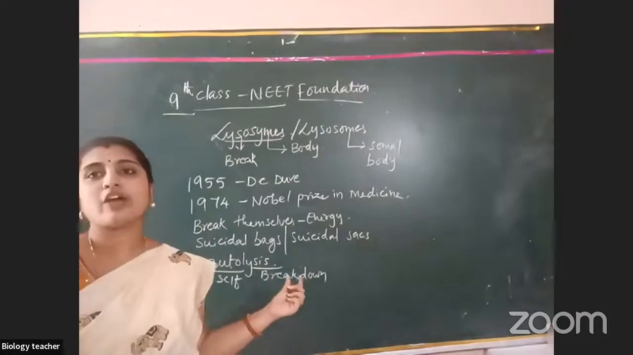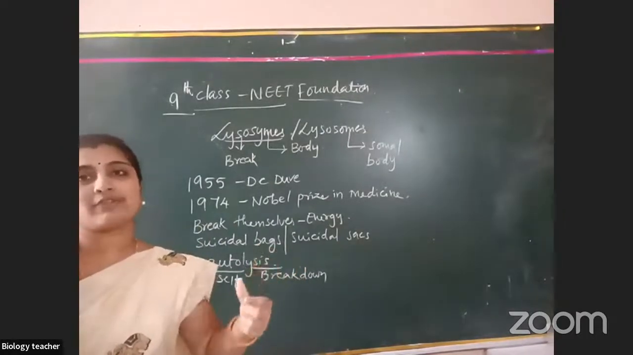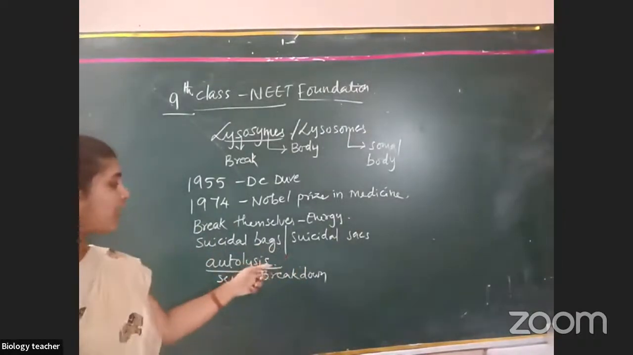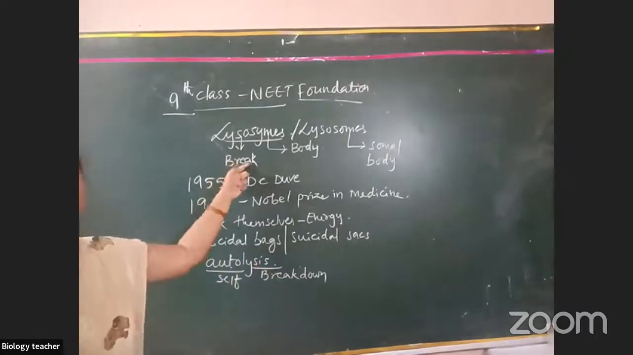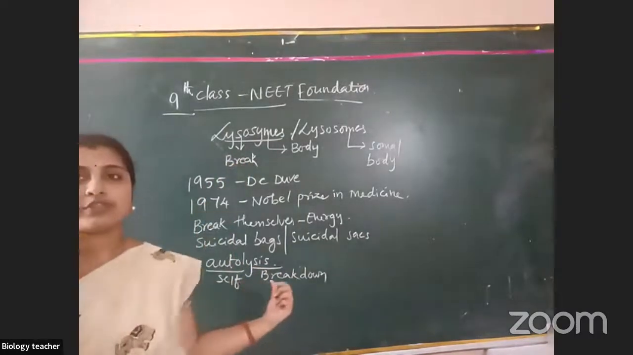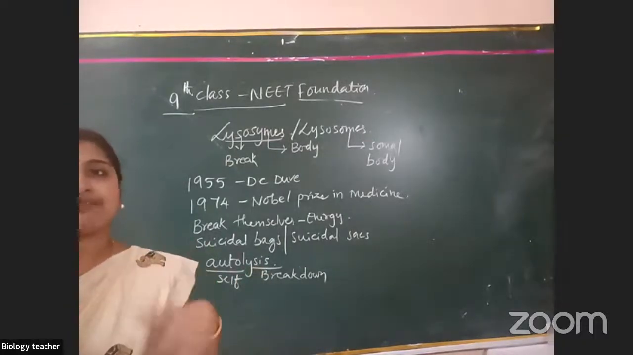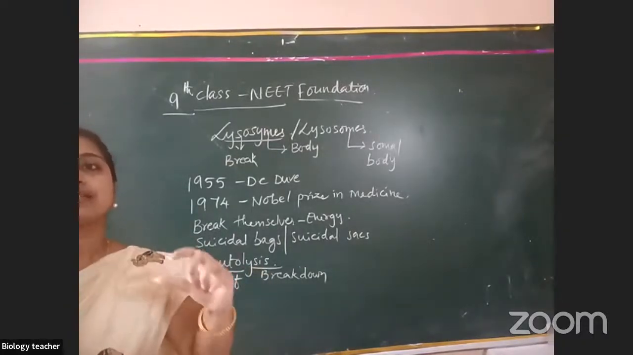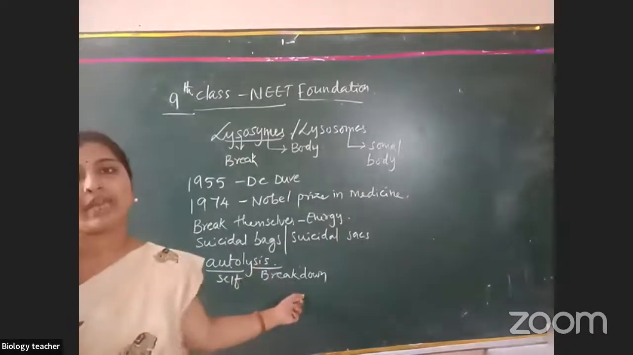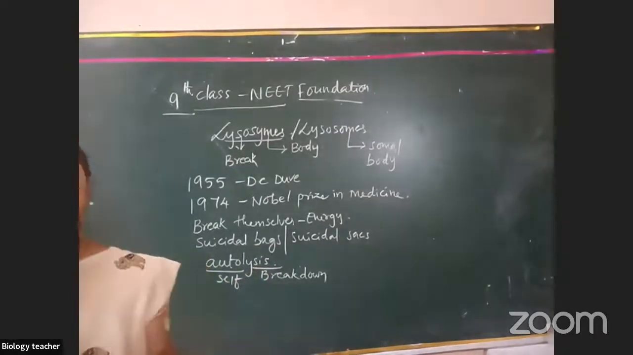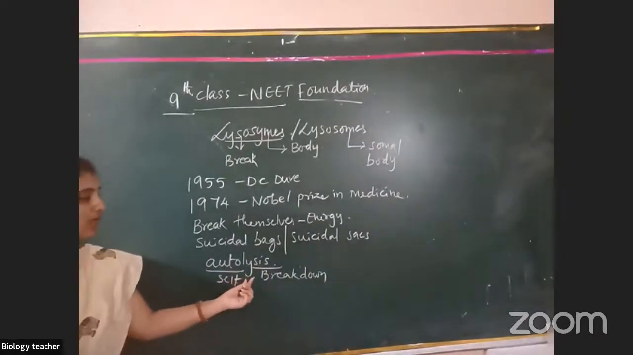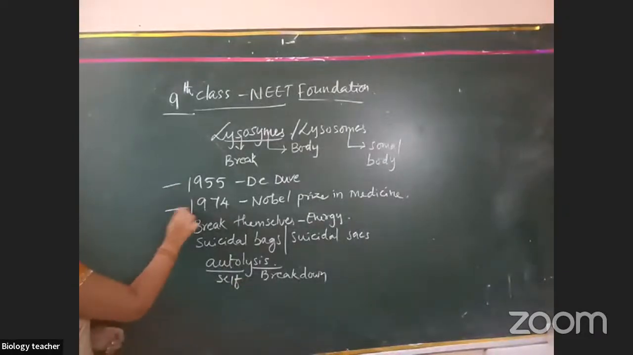Autotrophs, you have studied. Auto means self, troph means synthesis. Already I said lysis means break, and auto means self. You know autobiography: auto means writing by themselves. Self. Lysis, breakdown. They are making a self breakdown. That is why the process is known as autolysis.